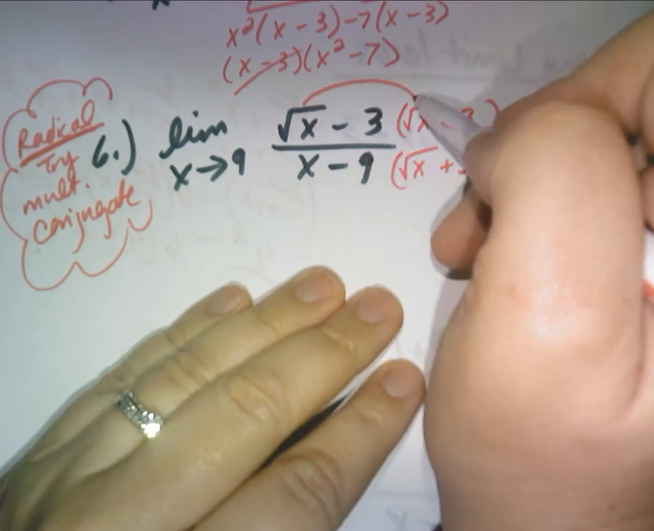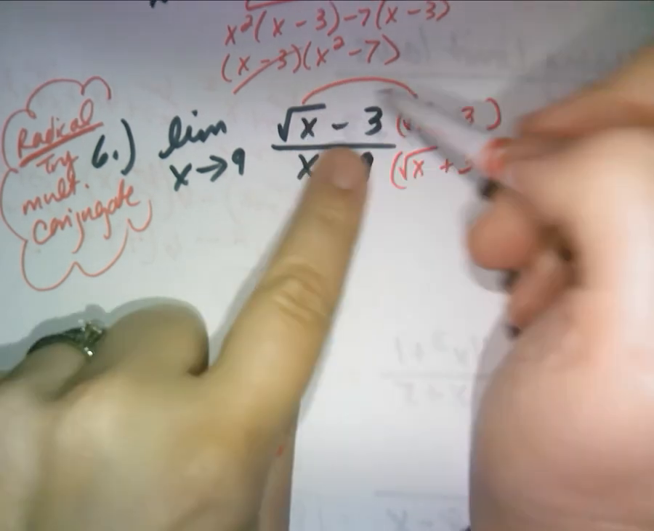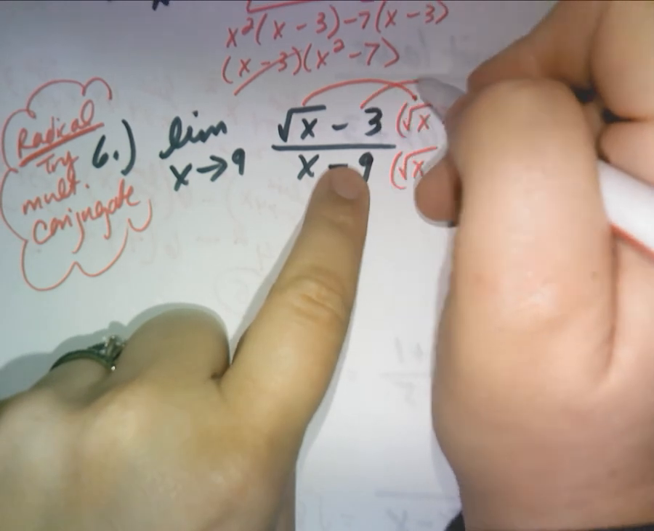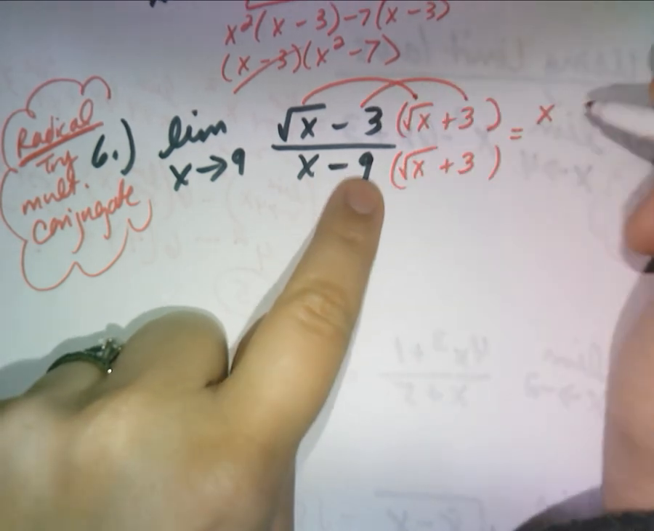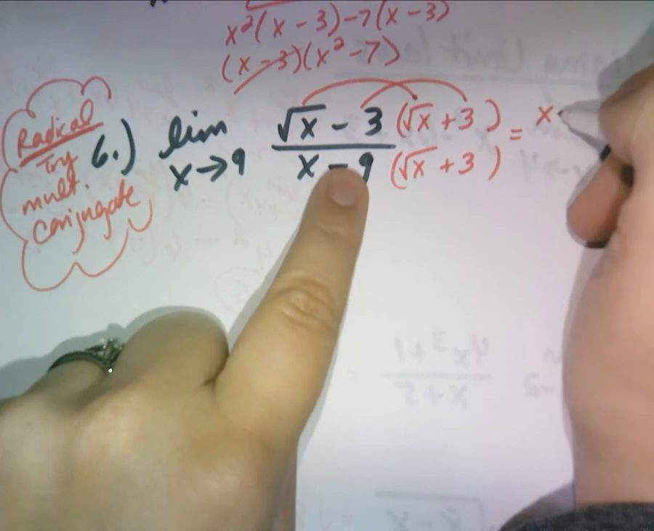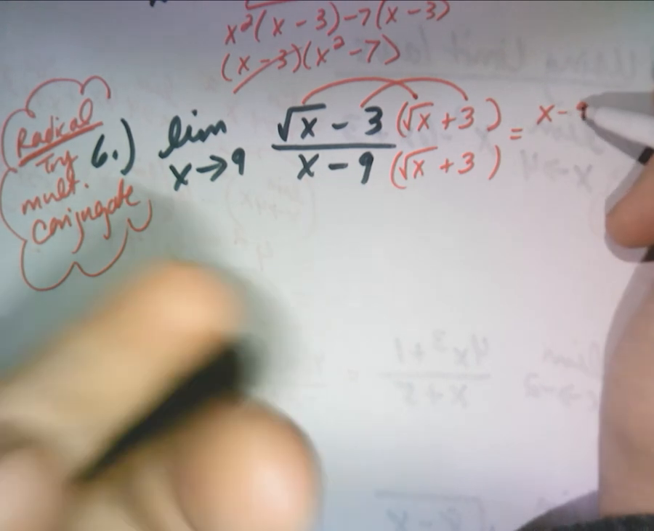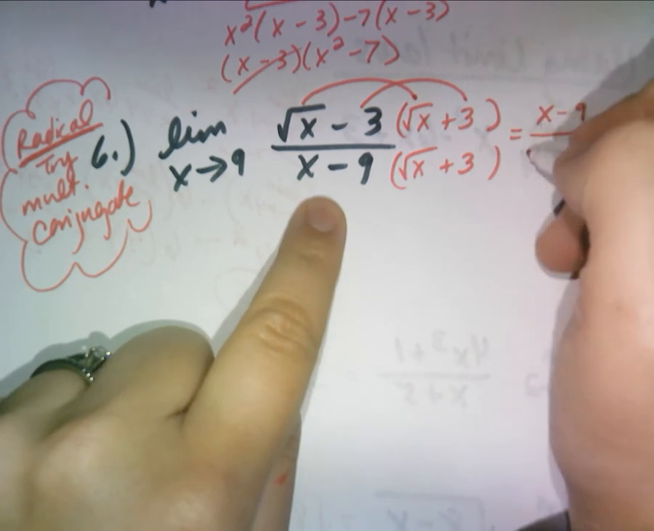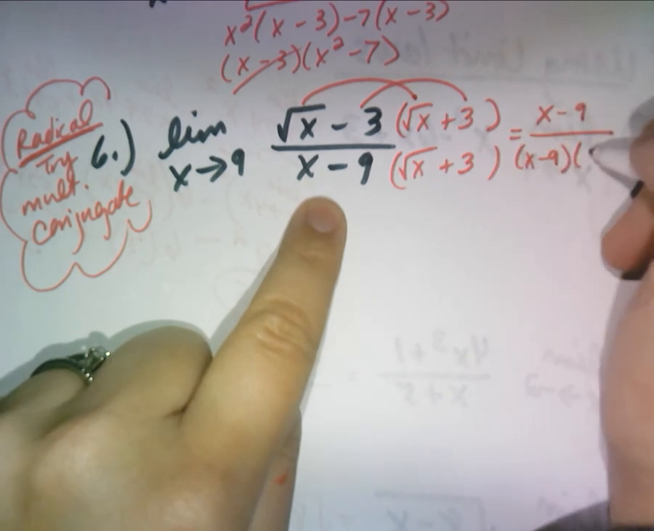So you just do first times first. What's square root of x times square root of x make? Just x. What's a negative 3 times a positive 3 make? Negative 9. The middles will drop out, so that's why you only have to do the first and the last. The bottom, don't FOIL it. Leave it like this, x minus 9, square root of x plus 3, because look what happens.